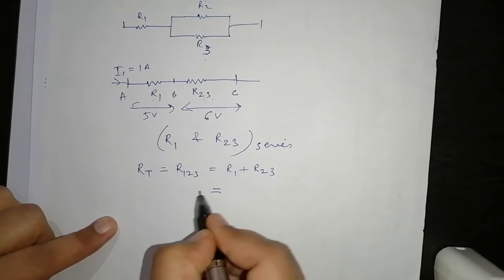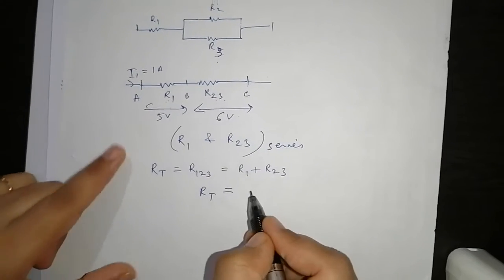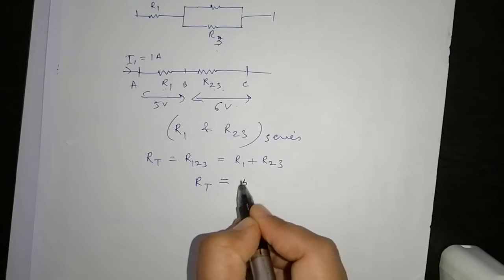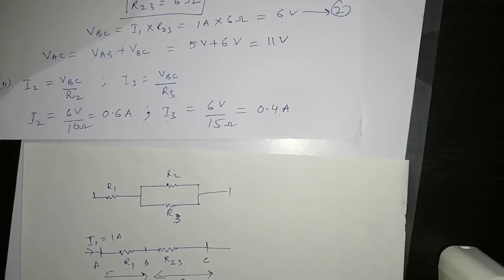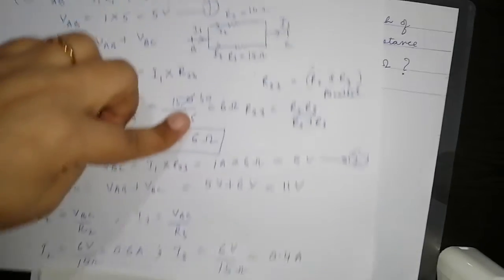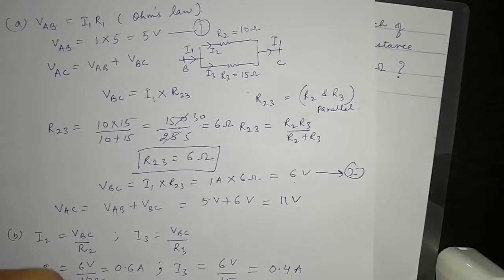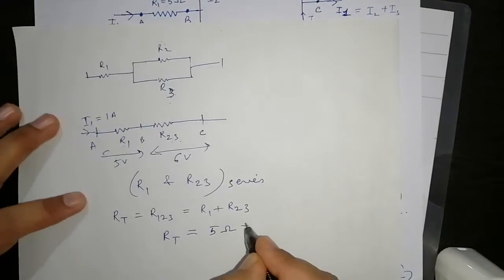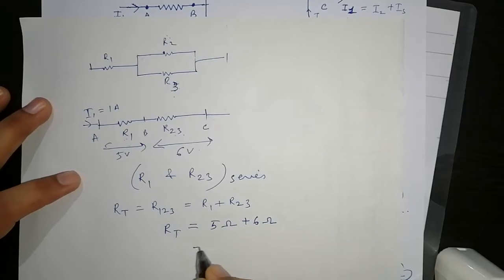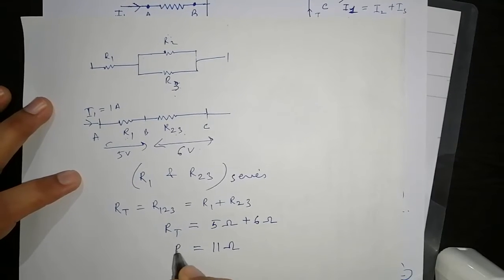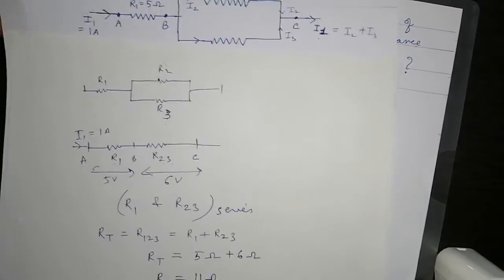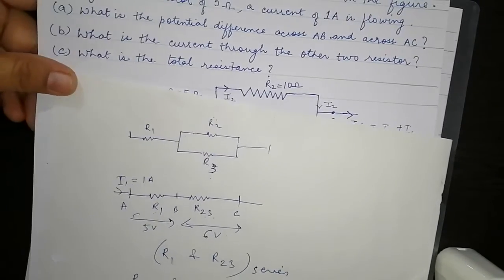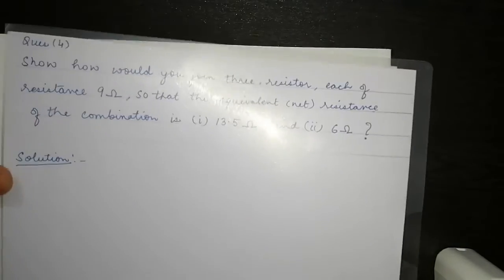So this comes out to be R total is equal to R1, which is 5 ohm, and R23 we have already calculated as 6 ohm. You can see R23 is 6 ohm, right? So 5 ohm plus 6 ohm comes out to be 11 ohm. This is R total, right? So in this way we have solved all three parts of the question. Okay. Now very quickly I'll move to the next question.